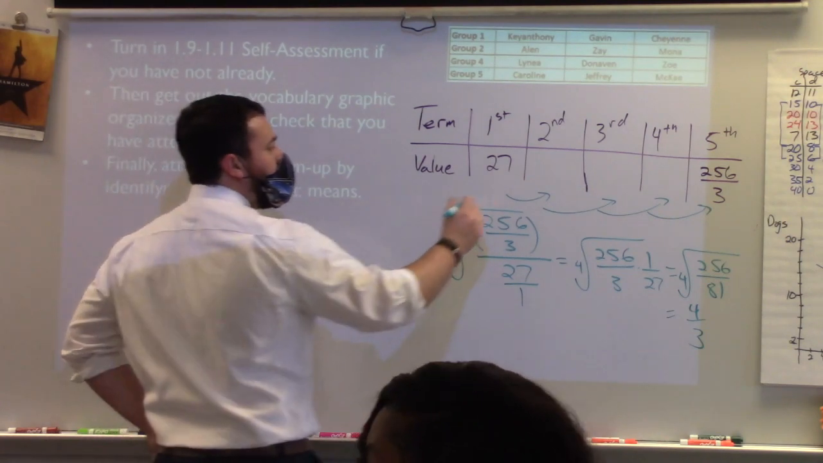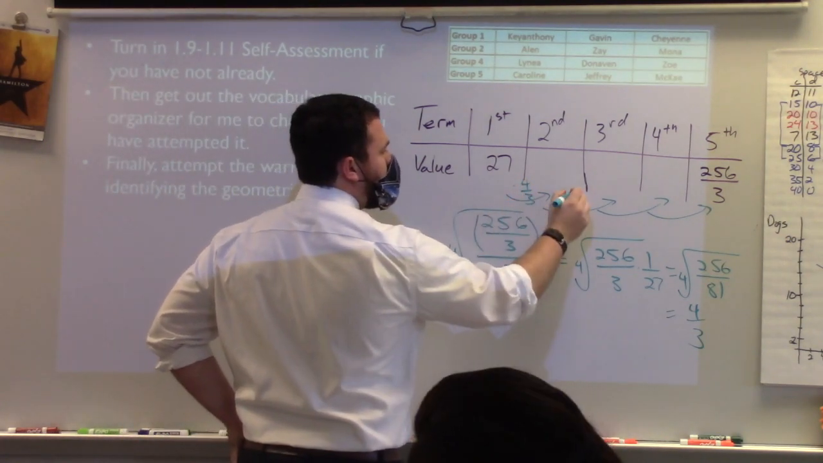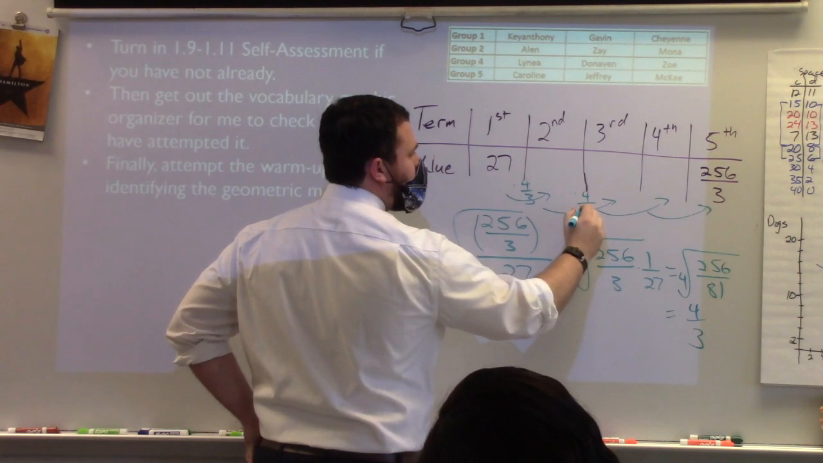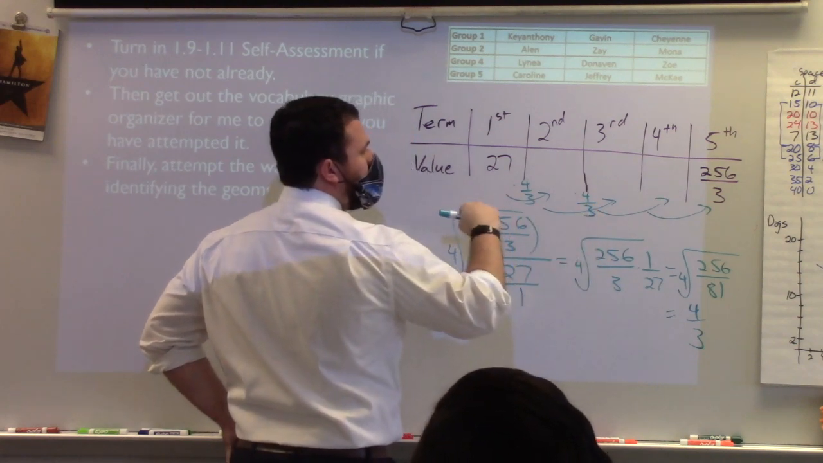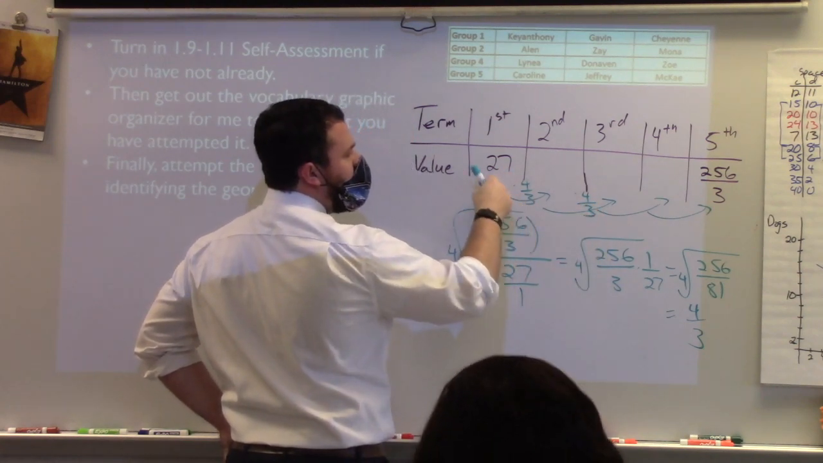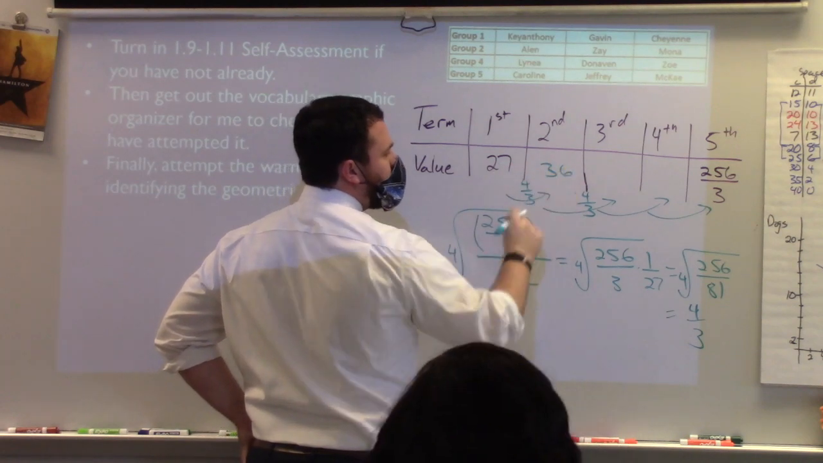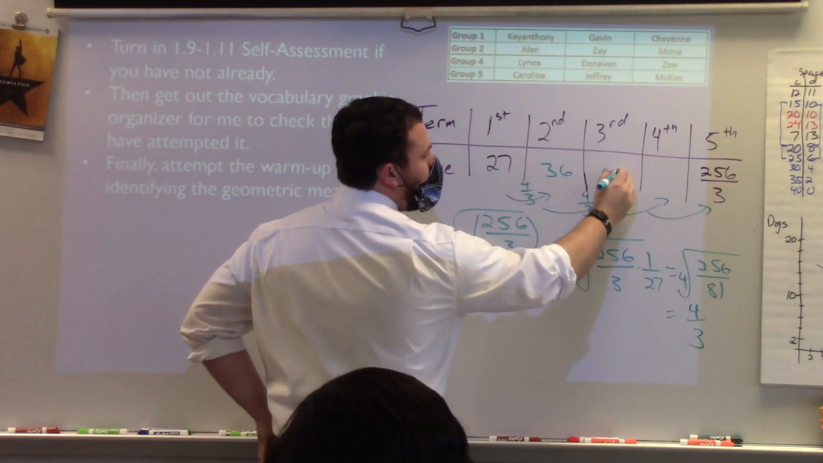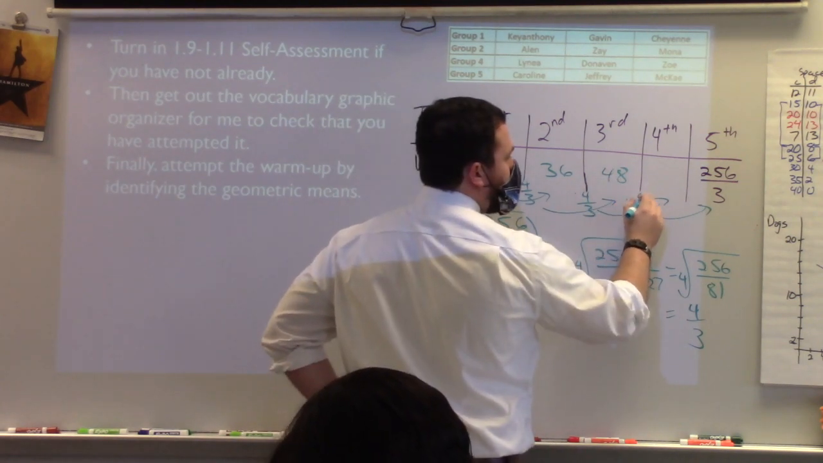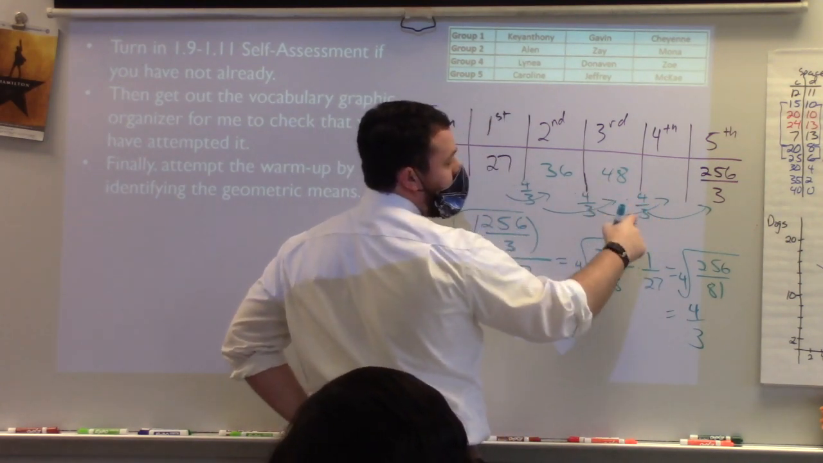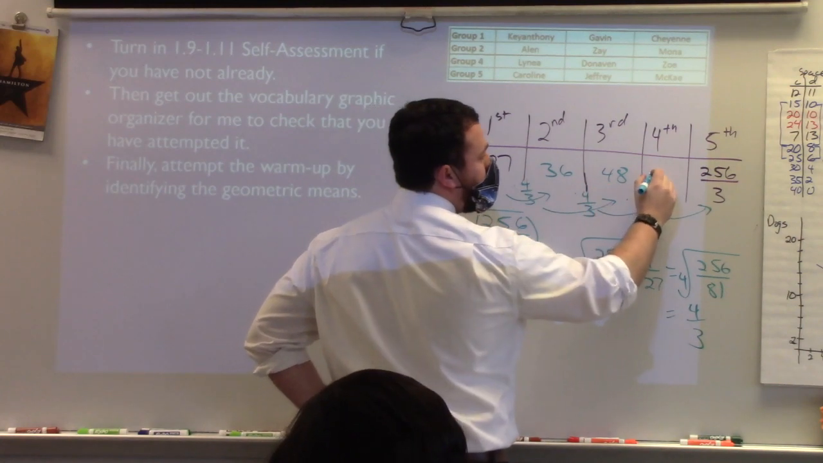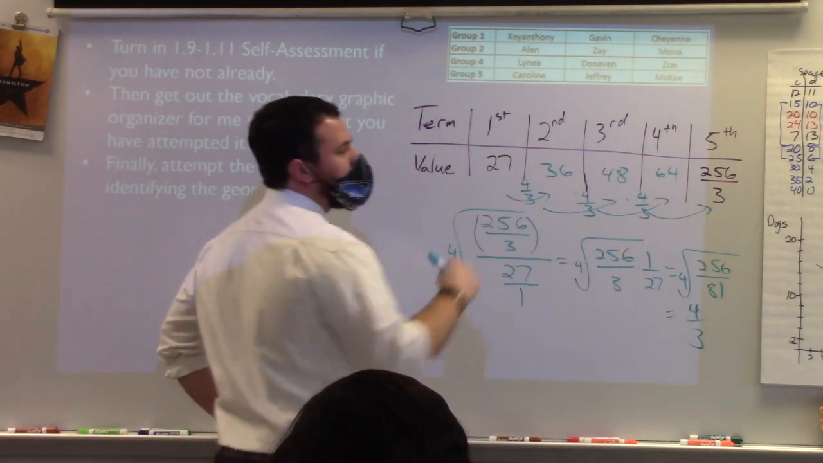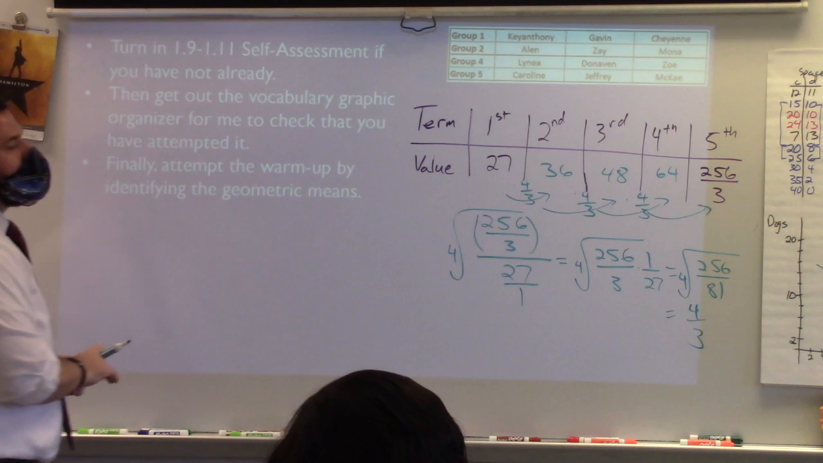Which is what I did to get to that 256 over 3. Because if I do 27 divided by 3, I get 9. 9 times 4 is 36. 36 divided by 3 is 12. 12 times 4 is 48. And then 48 divided by 3 is 16. 16 times 4 is 64. Multiply by 4/3 again, you get 256 divided by 3.